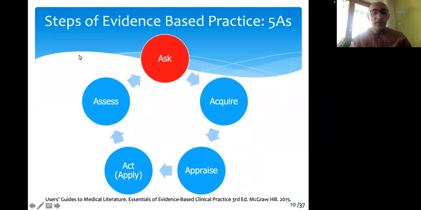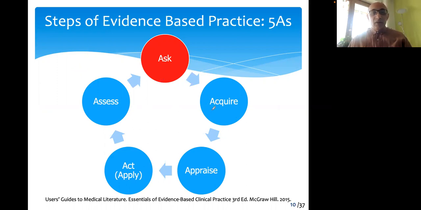I mentioned this in my previous presentations, but I will repeat it here. The structure of this course is based on this circle, the steps of evidence-based practice. We start with asking a question. Last session we discussed how we ask a question. You remember the PICO format or PICO-TT.